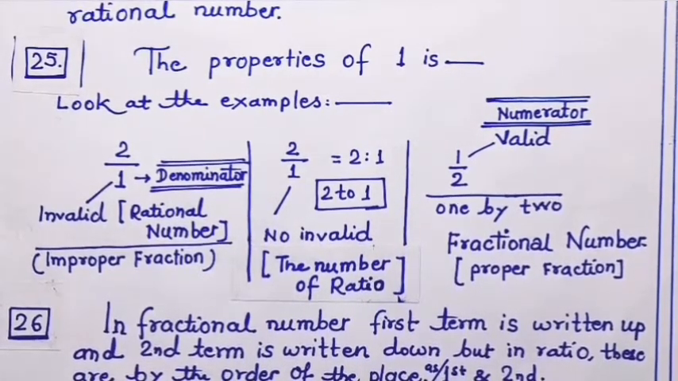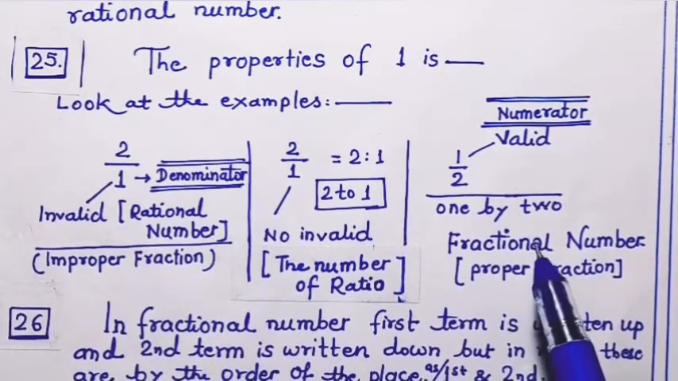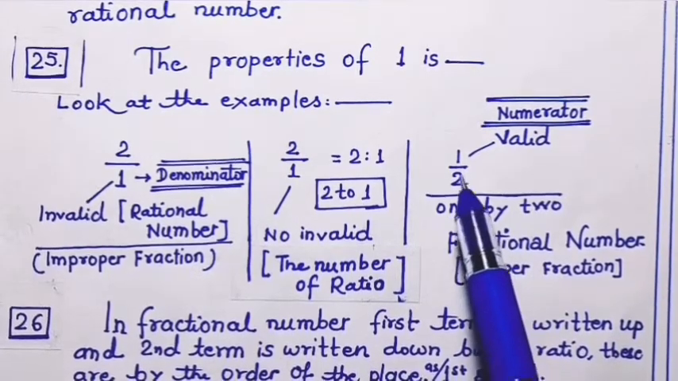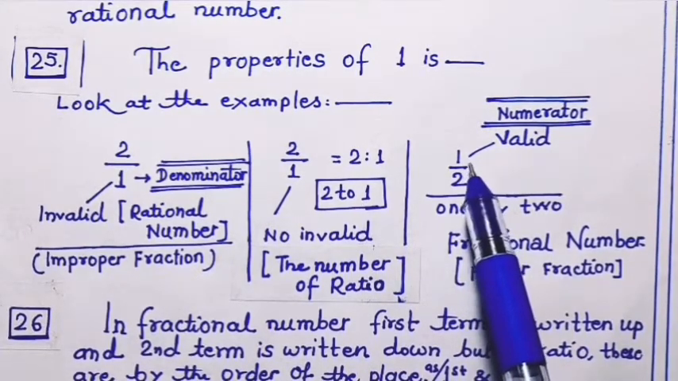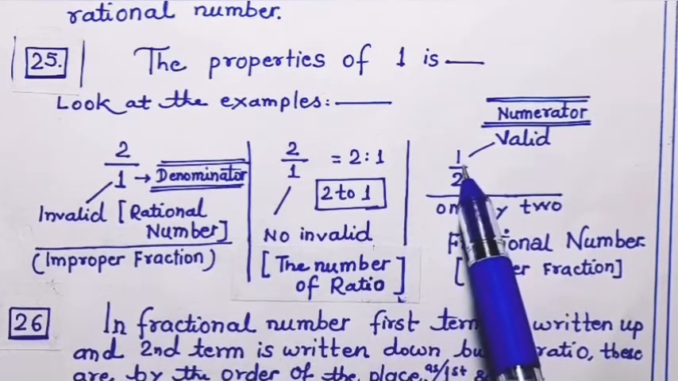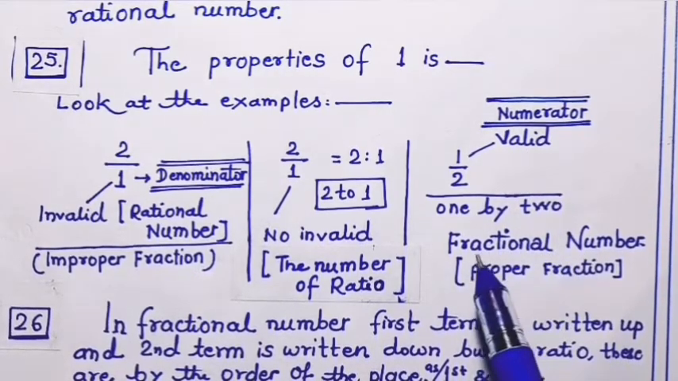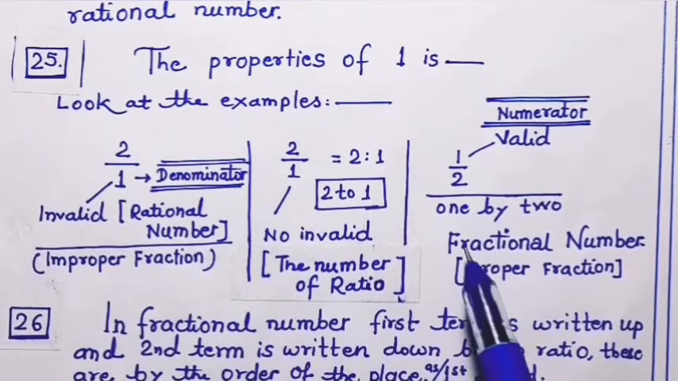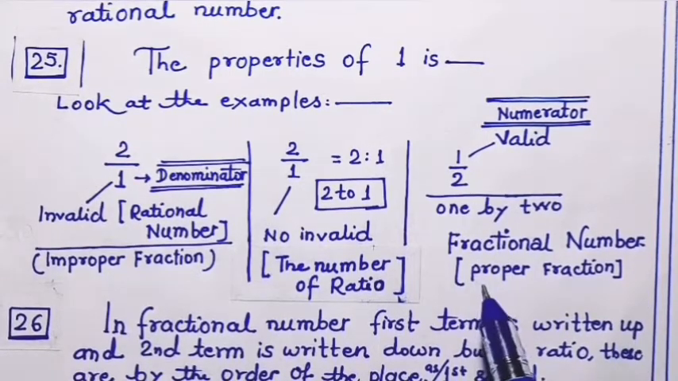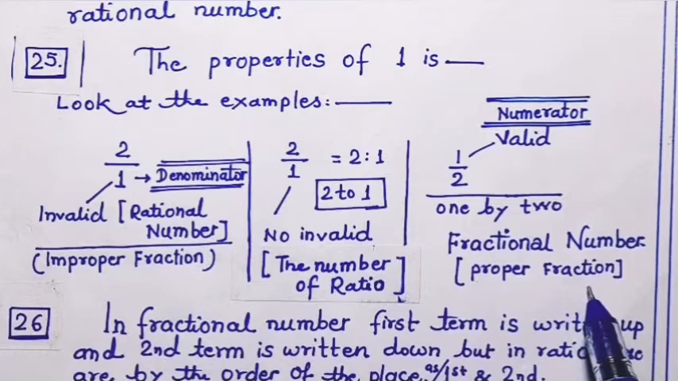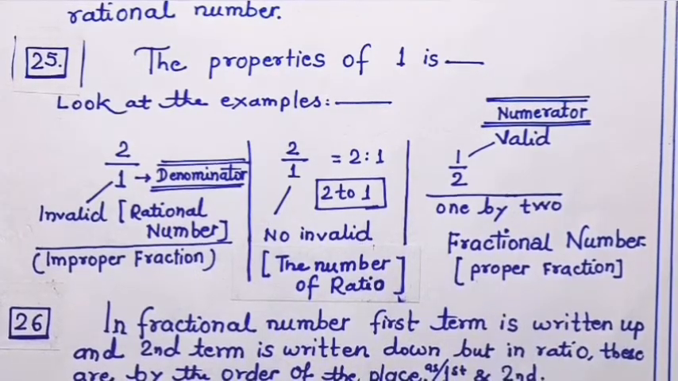In the third example, we can see here, as we write 1 by 2, and here 1 is written in the form of numerator. So here 1 is valid, 1 by 2. This is the fractional number and it is a proper fraction. So 1 is not invalid in all cases.